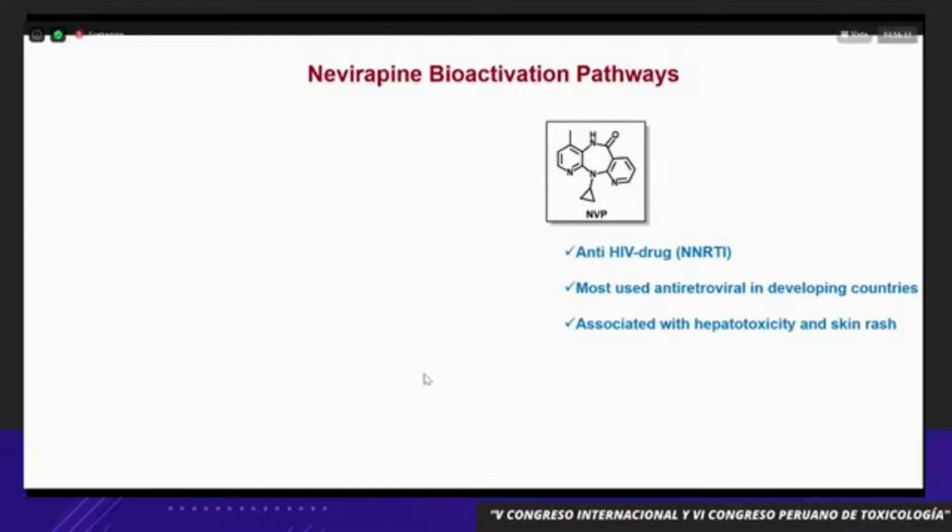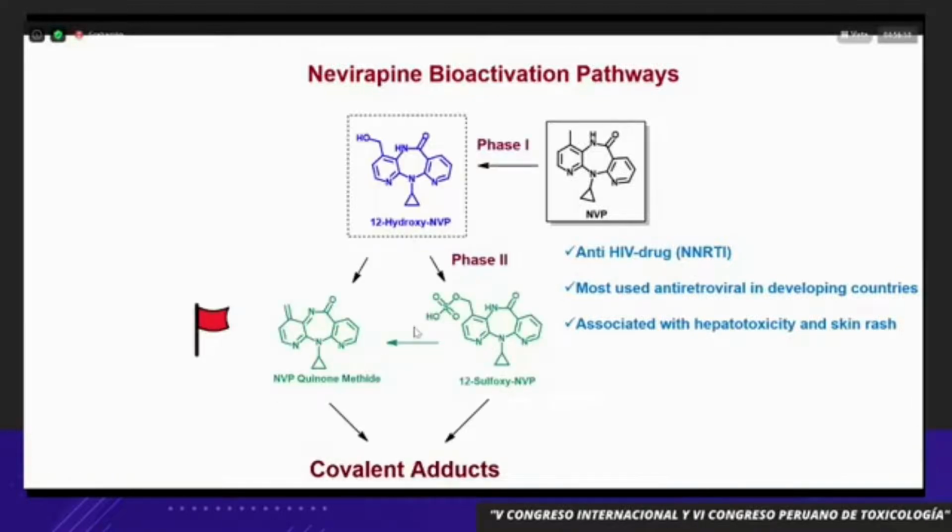Another drug that was studied within my group was nevirapine. Nevirapine is an anti-HIV drug, an NNRTI, that is the most used antiretroviral drug in developing countries where HIV is more prevalent. Even though the exposure to this drug is huge, it is associated with severe hepatotoxic and skin rash events. When we started working on this project, there were already some hypotheses about the possible reactive metabolites that could be involved in these adverse drug reactions.